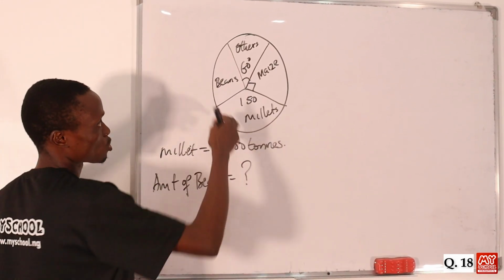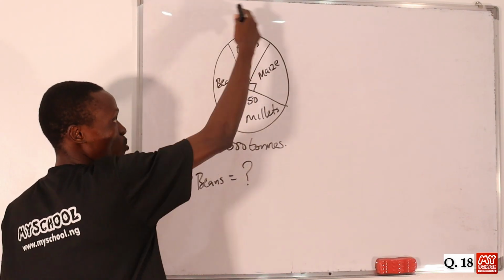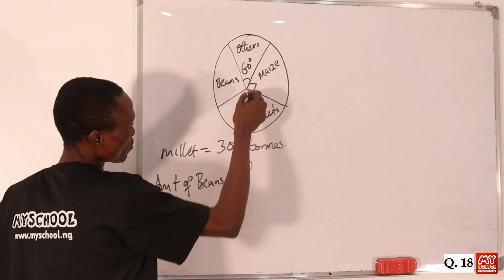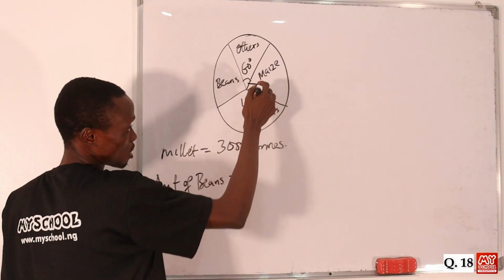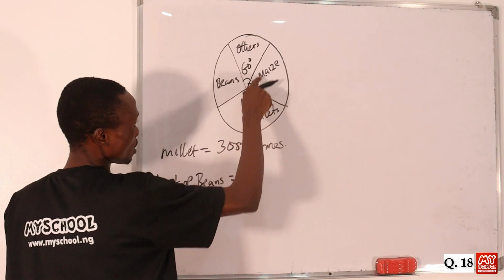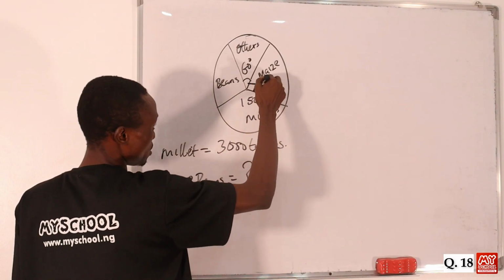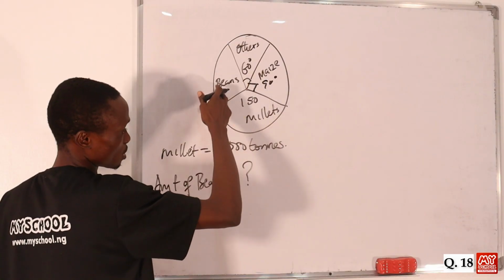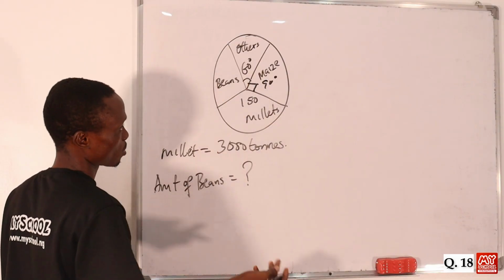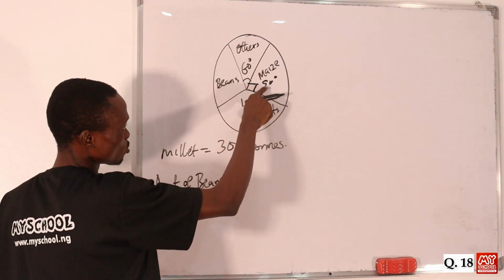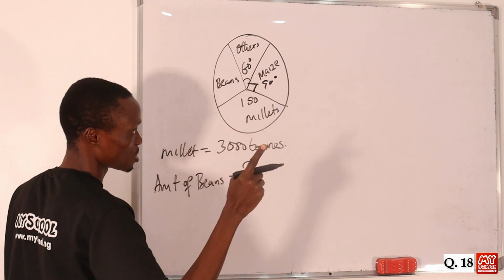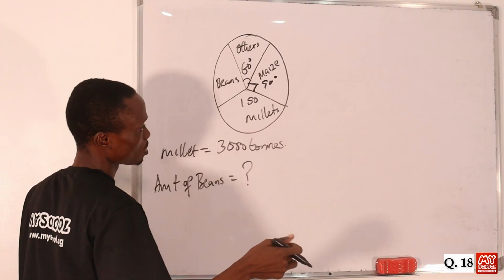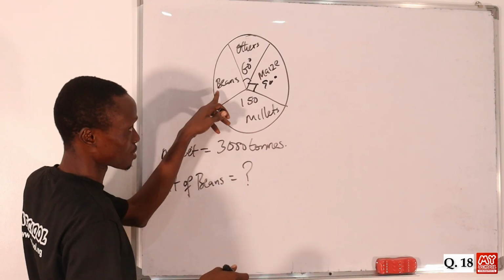But remember, the sum of angles at a point, or the angles in a circle, is equals to 360. So remember, whenever you see the sign, it actually stands for 90 degrees, meaning that the angle of the sector of maize is 90 degrees. So we add all these angles together and subtract it from 360. If we add this to that, it will be equals to 150. Then 150 plus 150 is 300. Then we subtract that 300 from 360.